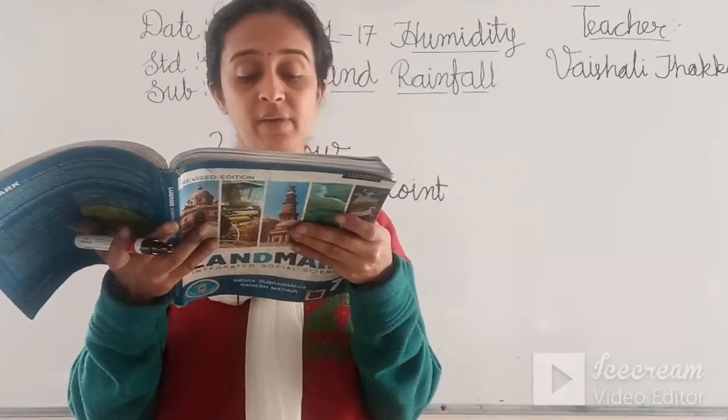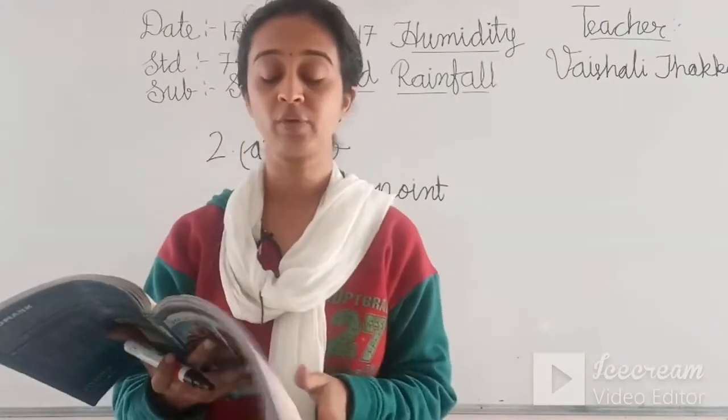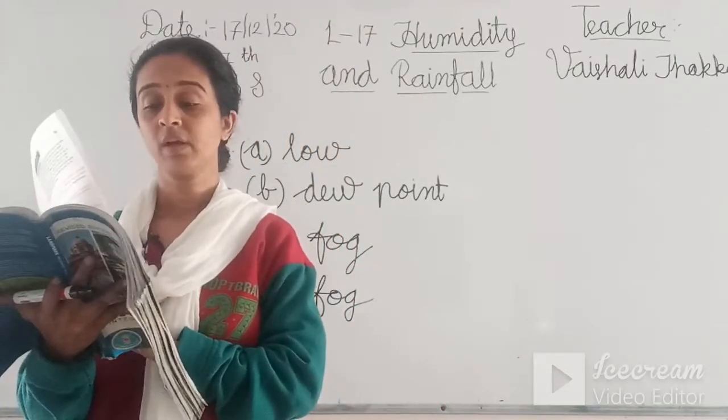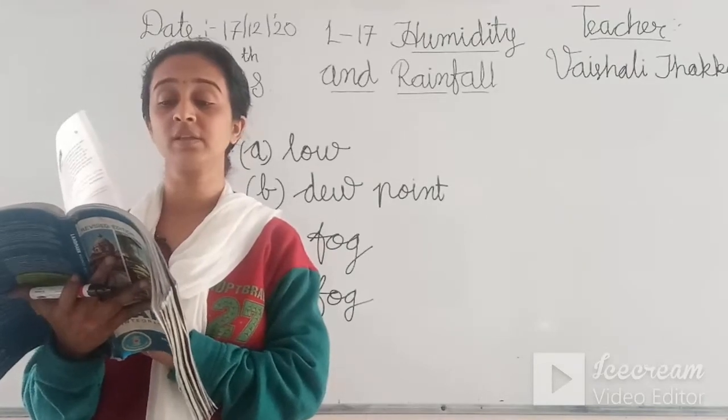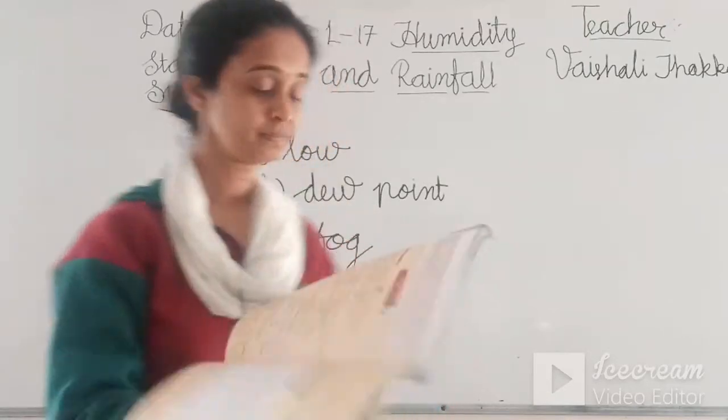These are the areas where convectional rainfall is common. Convectional rainfall mainly occurs in the equatorial areas. So the answer is equatorial region.